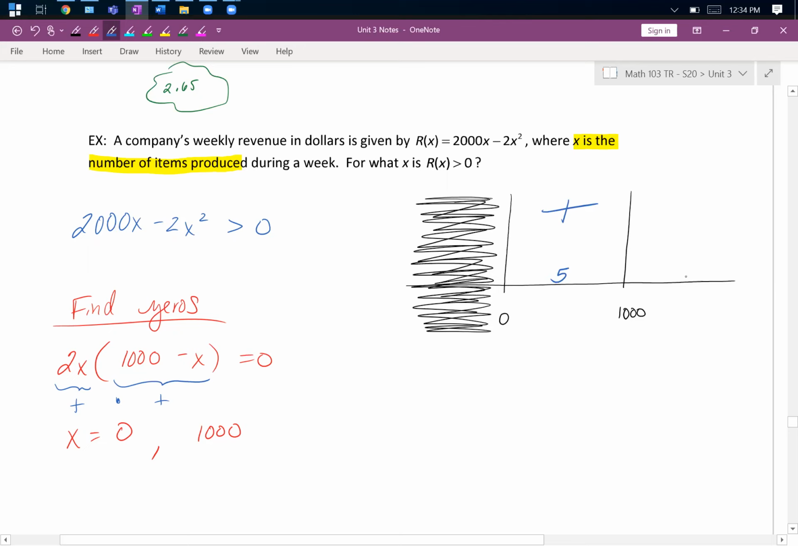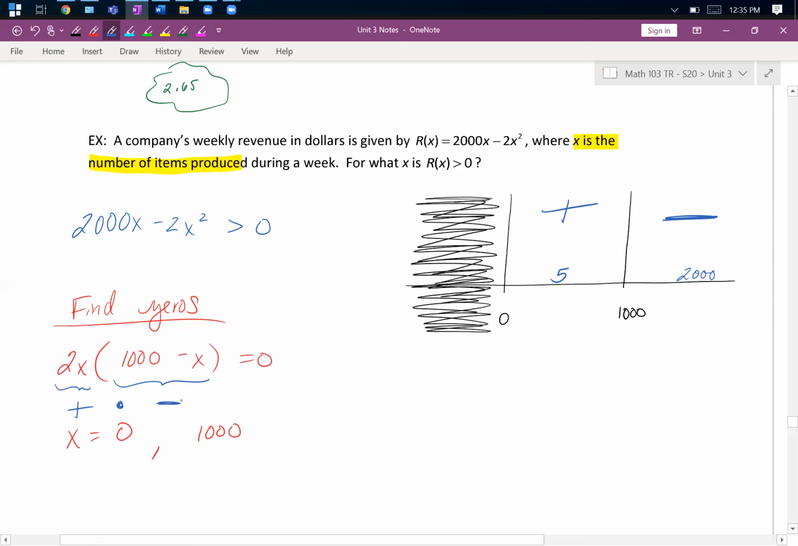I want to check a number larger than 1000. I'm going to choose 2000. Plugging it into my first factor, 2 times 2000 is going to be positive. And then 1000 minus 2000, that's going to be negative. So positive times a negative, all the numbers in this interval are going to be negative.